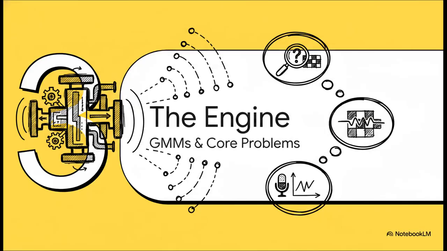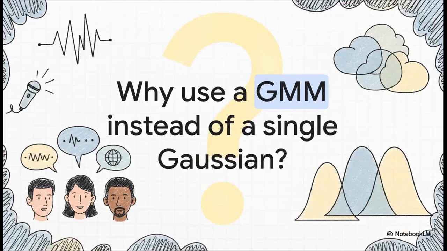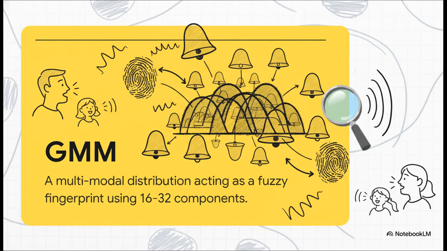Let's hit part 3, the engine, focusing on GMMs and core problems. Before we dig into the math, we really need to ask a practical question. How on earth do we handle the fact that the exact same phoneme sounds wildly different depending on the speaker, their gender, and their accent? Well, a single Gaussian distribution just doesn't cut it. It only fits one bump of data. If a man, a woman, and a child all say the same vowel, one bell curve simply won't capture it.